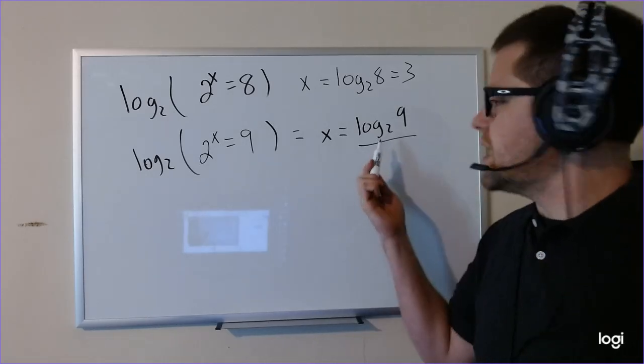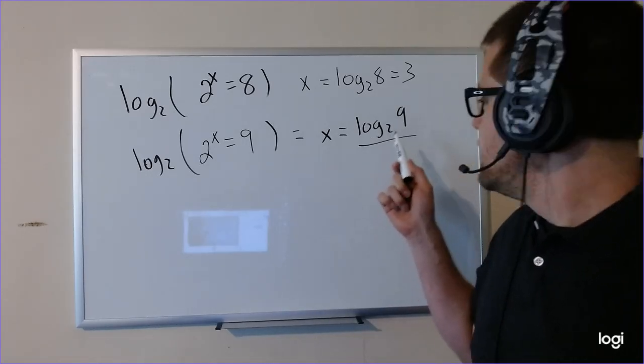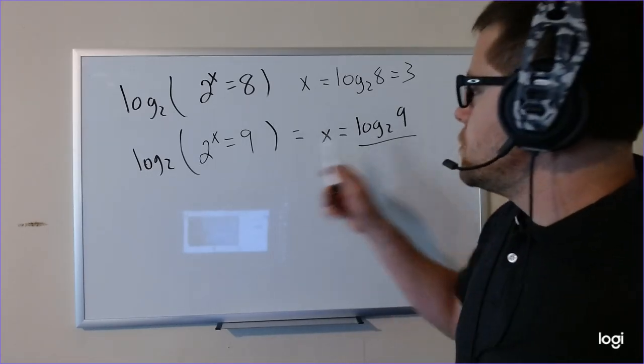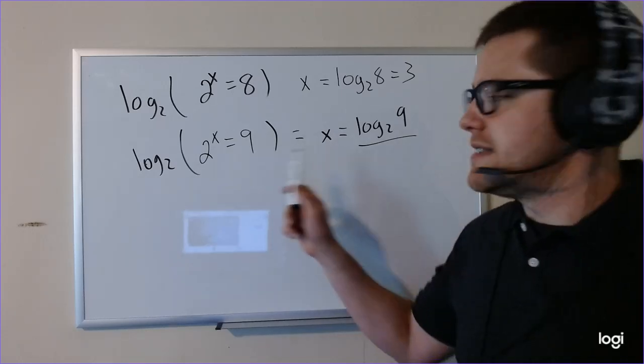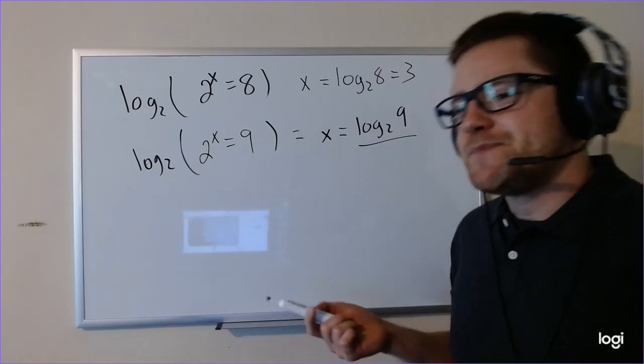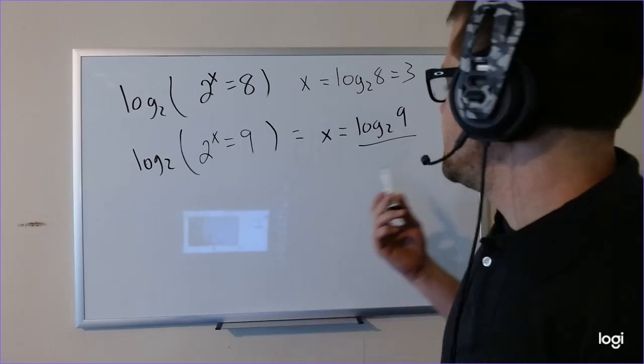Now you can plug this into your calculator and get a nice decimal approximation of log base 2 of 9. It should be closer to 3 than it is to 4, right? Because 9 is pretty close to 8. But it is on an exponential scale.